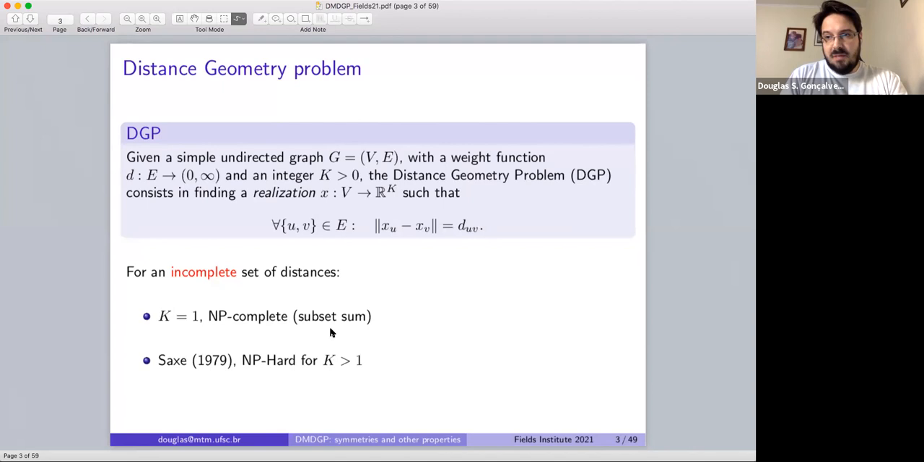For instance, if you have all the distances, which means that your graph is complete, then you can obtain the realization by performing the spectral decomposition of the Gram matrix associated with the distance matrix. But even if you don't have a complete graph, you still have some classes of this problem for which you can solve the problem in polynomial time.